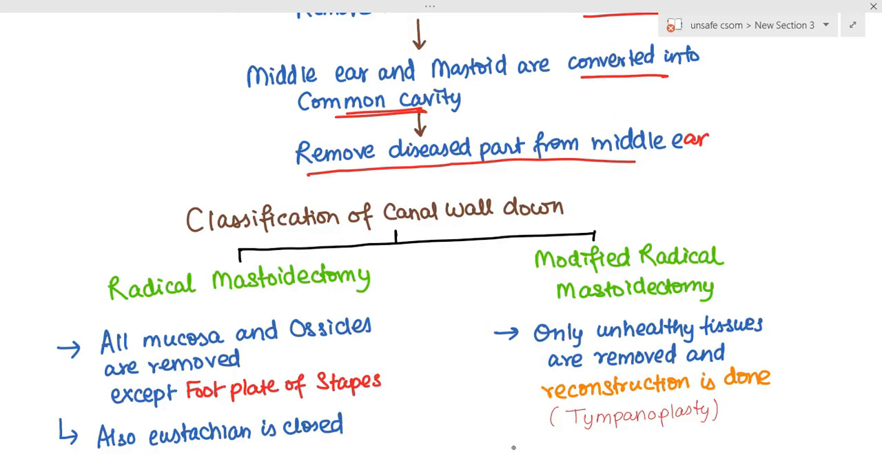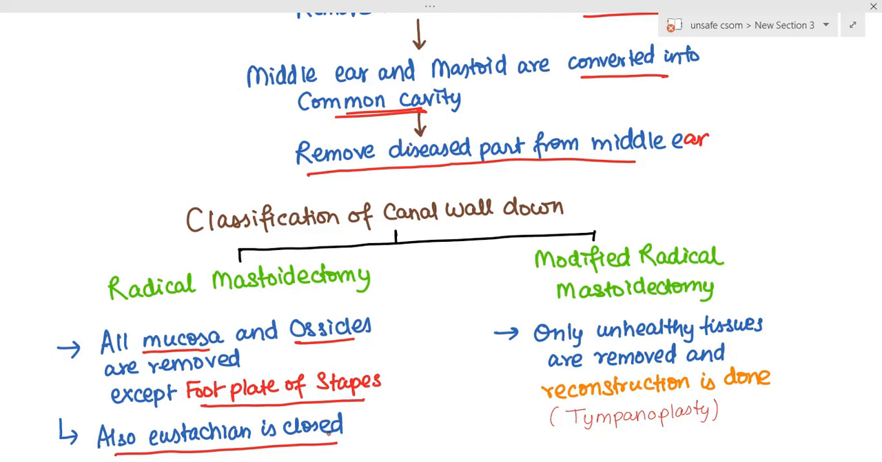The canal wall down procedure can further be divided into radical mastoidectomy and modified radical mastoidectomy. In radical mastoidectomy, we remove all of the mucosa and ossicles except for the footplate of the stapes. We remove the entirety of the middle ear mucosa and ossicles, leaving behind just the footplate of the stapes, and the eustachian tube is closed. Now why do we remove the entirety of the middle ear mucosa and ossicles, leaving just the footplate of the stapes behind? Why do we close the eustachian tube?